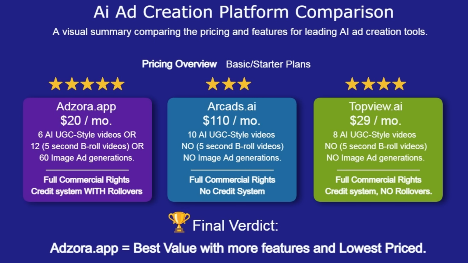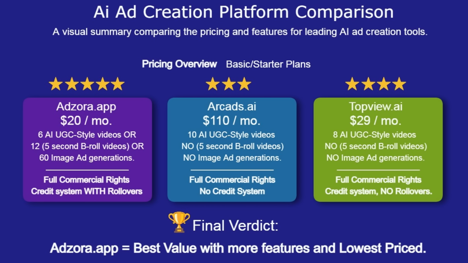Then there's TopView.ai, priced at $29 per month. You get 8 AI UGC style videos, but again, no image ad generation and no short B-roll video option. It does operate on a credit system like Adzora, but without rollovers, meaning any unused credits simply expire. So, while TopView offers decent entry-level pricing and commercial rights, it's limited in creative versatility compared to Adzora's all-in-one approach.